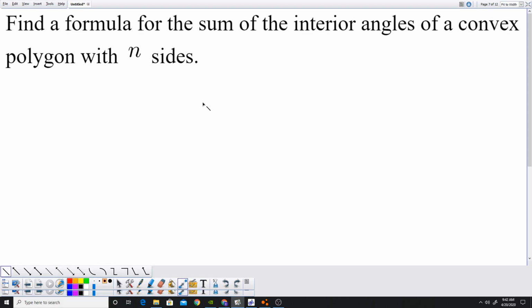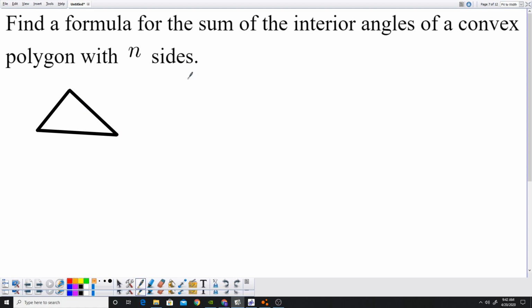Now, one of the best ways to find formulas for things is to start with simple cases. So the simplest polygon I can think of is the triangle. When we look at the triangle, we know that the sum of the interior angles is 180 degrees. We've proven that way back when.